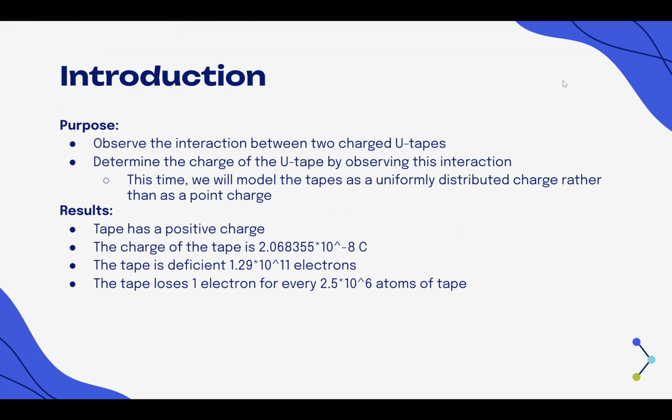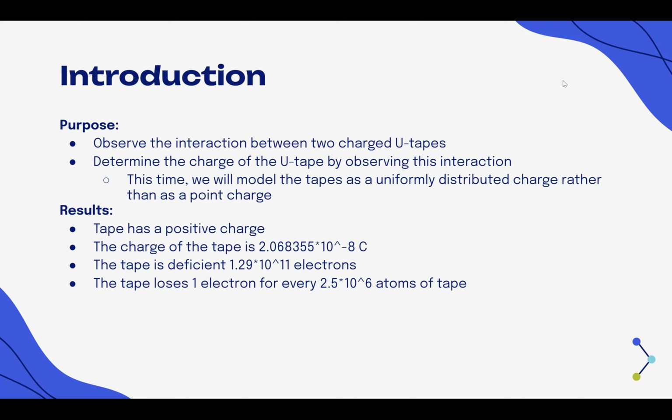The purpose of this lab was to, again, observe the interaction between two charged U-tapes and to determine the charge of the U-tape by observing this interaction. But this time, as opposed to lab 1, we will model the tapes as a uniformly distributed charge rather than as a point charge.